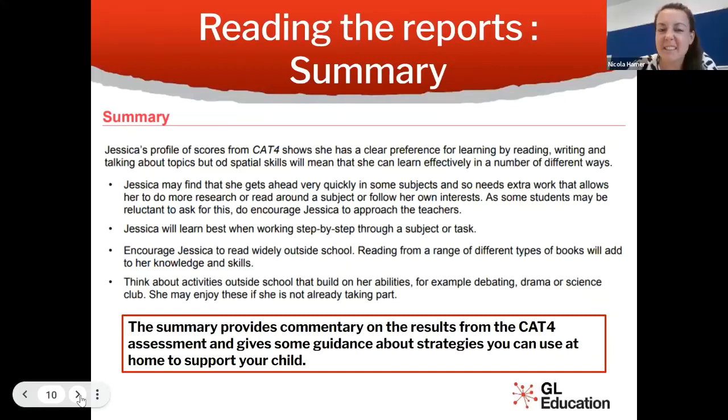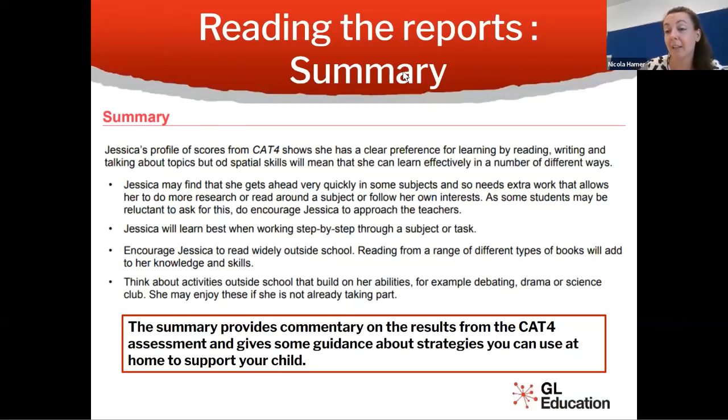No, I just think this is where it gets quite exciting, and this is where it gets really useful for you as a parent. So especially the bottom bullet point here about Jessica, think about the activities outside of school that can build on her abilities. So we know that Jessica, from the bar chart from the previous slide, is a very strong verbal learner. So maybe we want to put Jessica through the debating club or the drama society. You know, she might really enjoy even looking at subjects like law in the future. Those subjects are really going to work well for her because that's what she finds most natural. So I think this is the really lovely bit out of the CAT4 report that gets to delve into your child a little bit further.